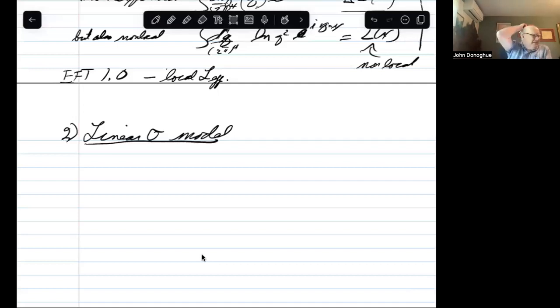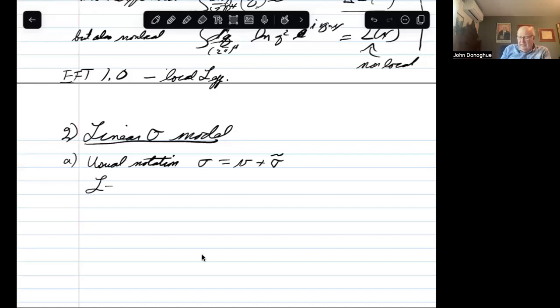Okay, so in the linear sigma model, the usual notation, the way we normally see this, is we define that sigma is the vacuum expectation value plus a fluctuation around that value. And the Lagrangian then describes a massive sigma field. So I'm not going to write out all the terms here. But the interaction pieces have the following form.